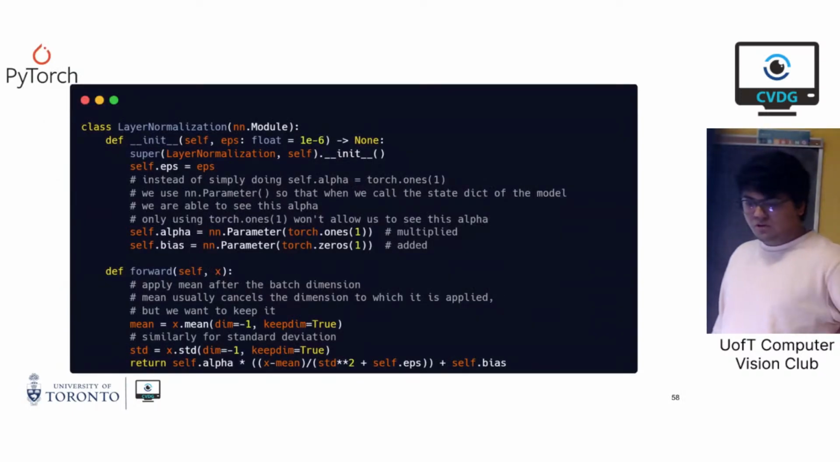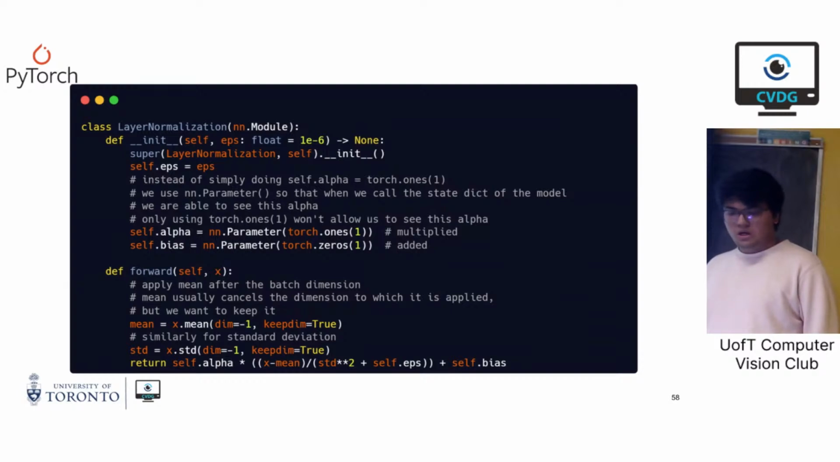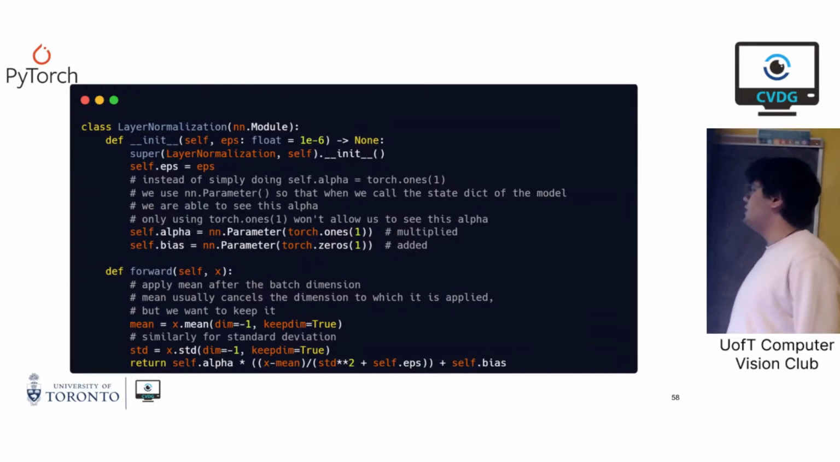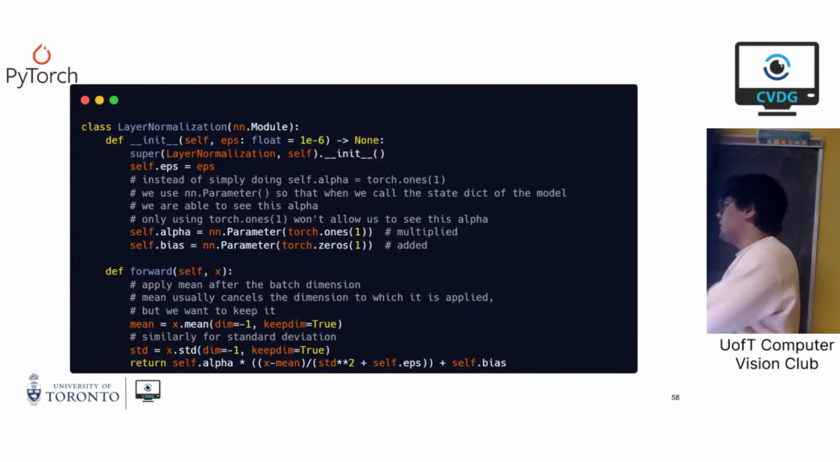This is the code for doing layer normalization in PyTorch. You can see that in the forward method, we calculate the mean and the standard deviation of it. And then we use the formula as described in the previous slide to calculate the new value.